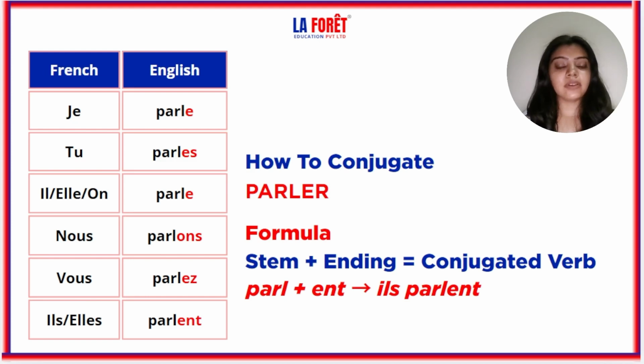So see here, it will be stem plus ending and it will then be the conjugated verb. So it will be par plus e, je parle, then par plus es, tu parles, par plus e, il, on parle, par plus ons, nous parlons, then par plus ez, vous parlez, last is par plus ent, ils parlent. So it will be like this. Let's repeat it once again. Je parle, tu parles, il, on parle, nous parlons, vous parlez, ils parlent.